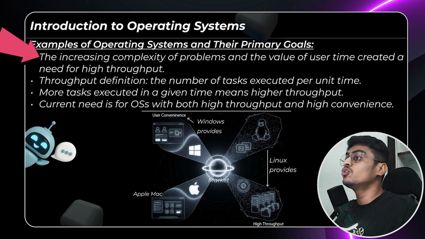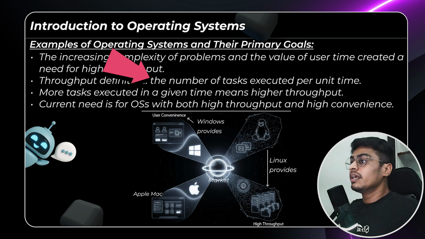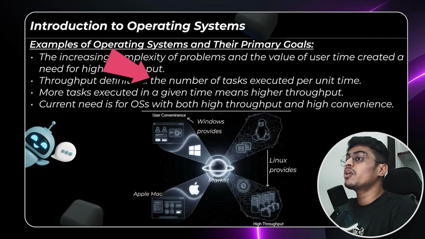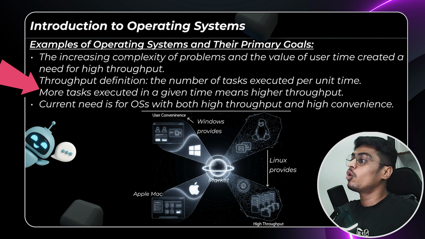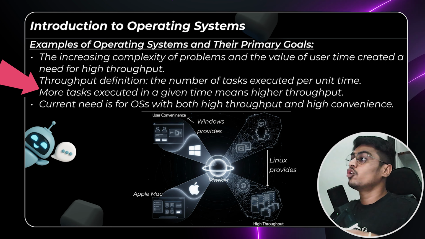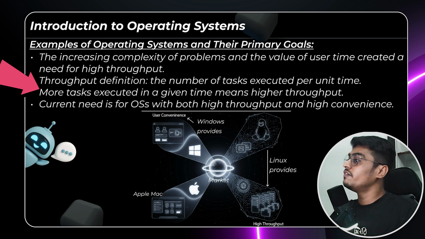For that we need throughput. What does throughput mean? In simple definition, throughput is the number of tasks executed per unit time. The more number of tasks getting executed in a particular amount of time, the more will be the throughput. It means we need such operating systems now whose throughput is high as well as convenience is high.